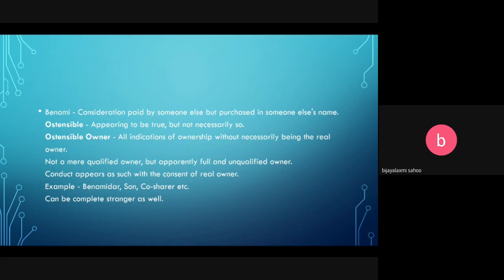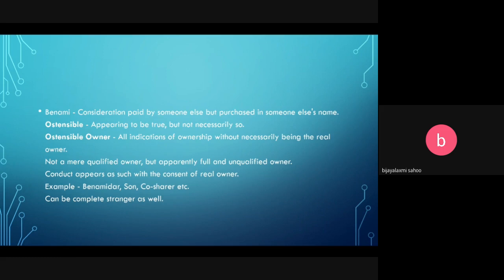It is different from Section 38, where he is not merely a qualified owner. In Section 38, we were discussing that he was only capable of transferring under certain circumstances. But here it is not such. He is not a qualified owner, but apparently he seems like a full and unqualified owner. And if you take an example, you will be more clear.